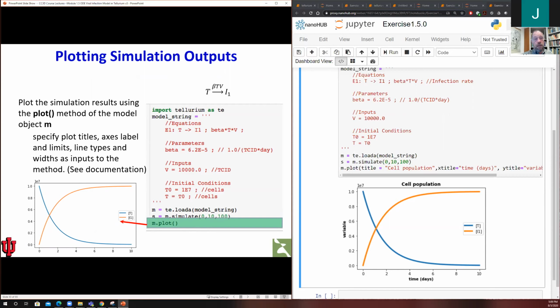Again, for plotting, you can certainly use any matplotlib functions that you like. The Antimony Tellurium m.plot command is very simple. It has some functionality, but not quite as much as the full matplotlib library. On the other hand, using it is simple.